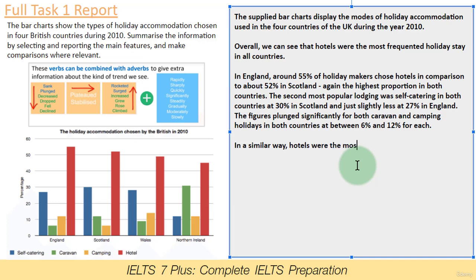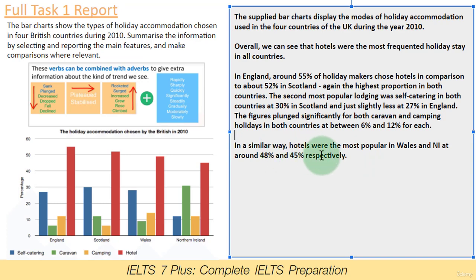Hotels were the most popular in Wales, and I'm not going to write out Northern Ireland, I'm going to use an abbreviation and type NI because it's a bit of a long double word. Wales and NI at, let's say, around 48%, and that's Wales 48%, 49%, that's okay. And let's say 45%, respectively. Always good to use at least once in our writing.